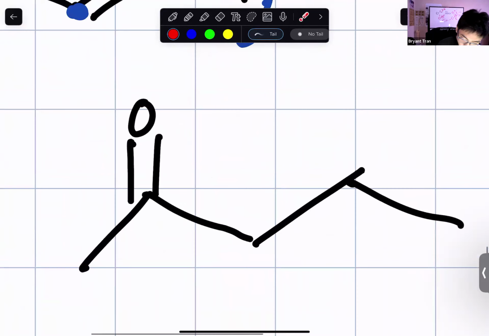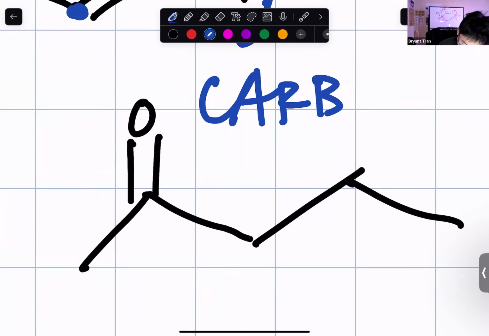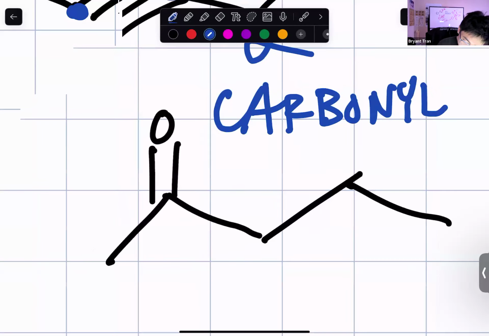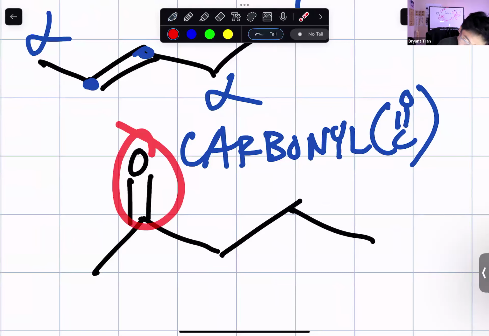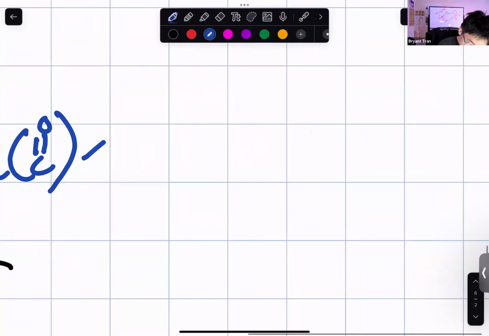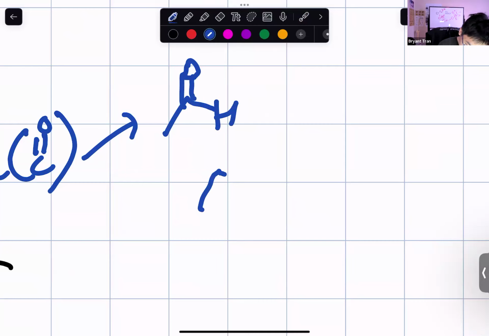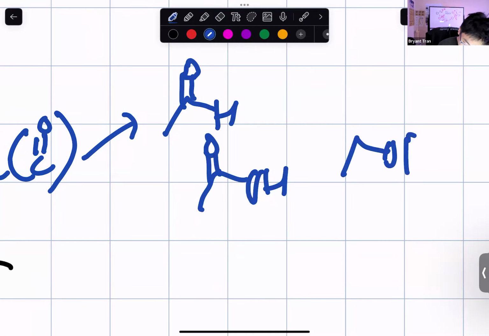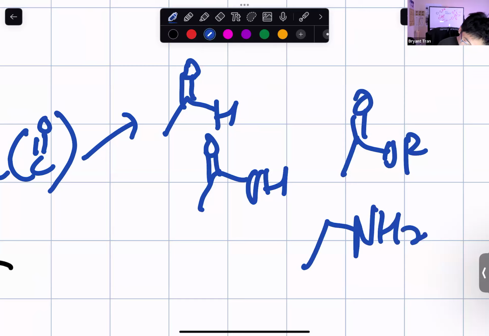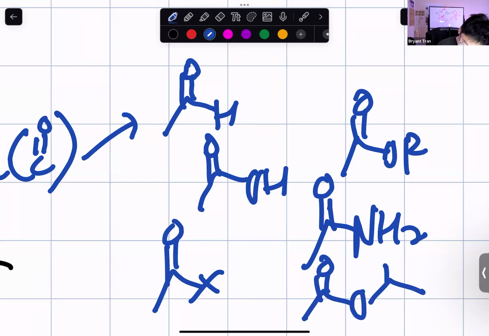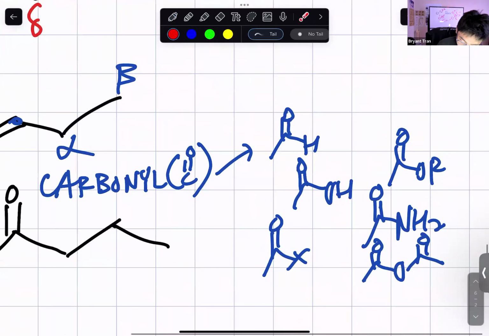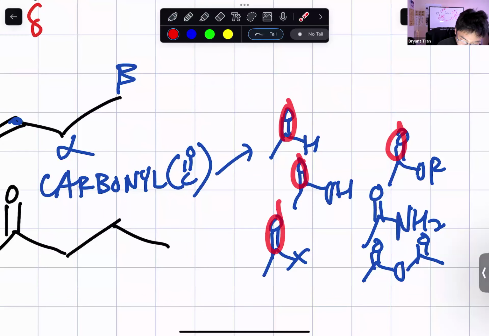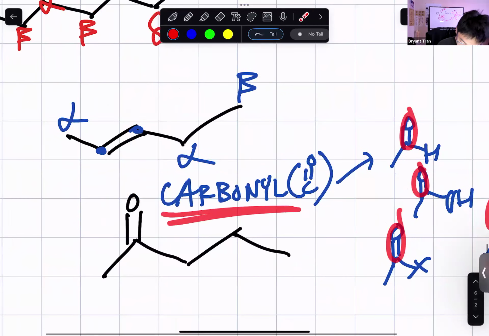Same as this carbonyl. Whenever you see or hear carbonyl, that represents a carbon double bond oxygen, which is this carbonyl here. And there's a lot of carbonyls that you'll see. There's aldehyde, carboxylic acid, esters, amides, acyl halide, anhydride. There are many carbonyls that you have, because all of these functional groups have a carbon double bond oxygen, which is a carbonyl.